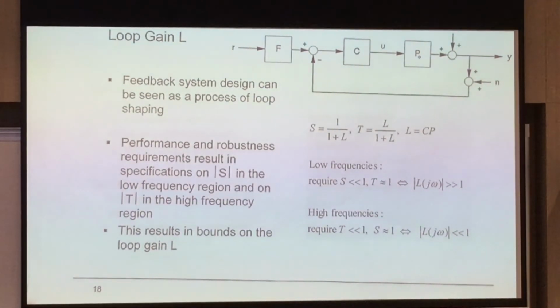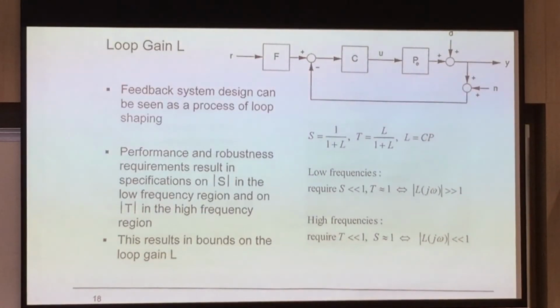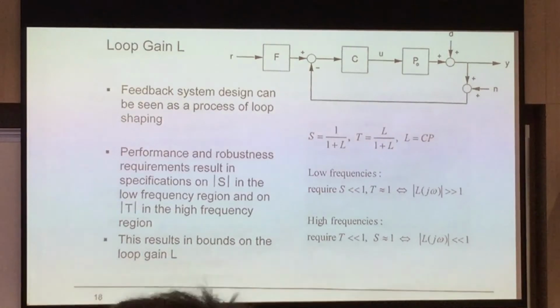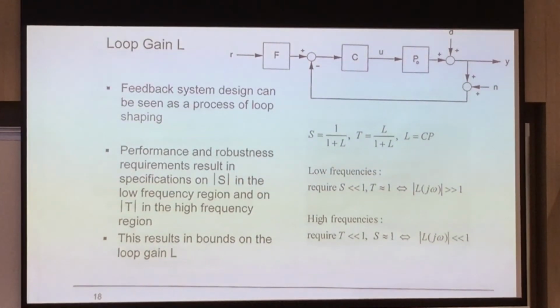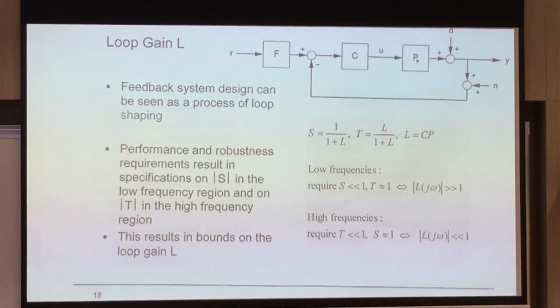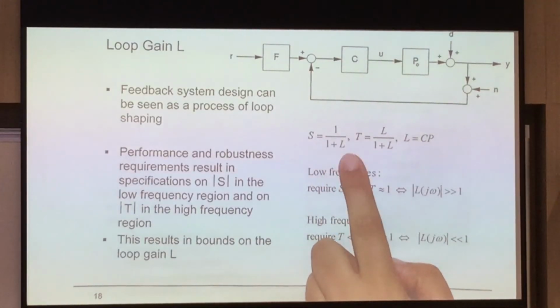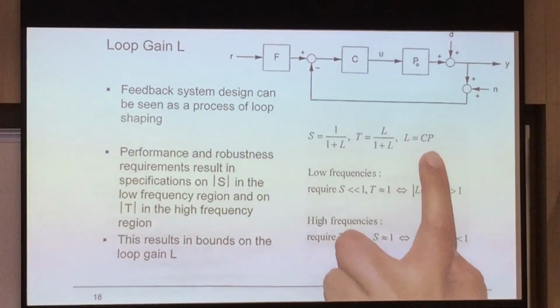We say that the feedback system design can be seen as a process of loop shaping. So L is CP, right? So we're trying to shape L. Performance and robustness requirements result in certain specifications on your sensitivity function and your complementary sensitivity function in both high and low frequency regions. Because S is 1 over 1 plus L, T is L over 1 plus L, and your Nyquist loop L is CP.